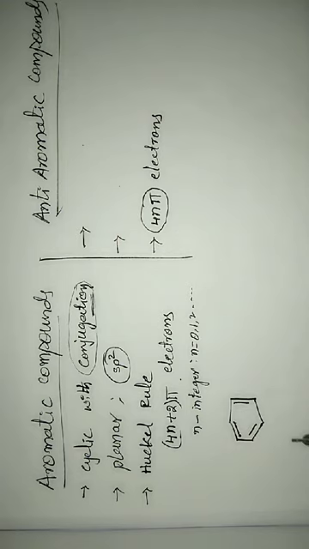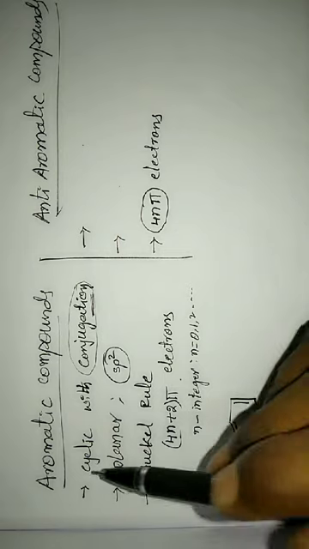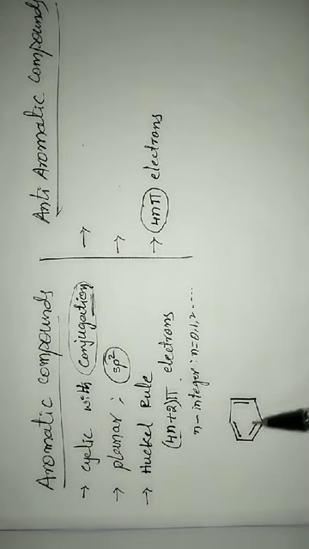Here, how many pi bonds? 3 pi bonds. First, we'll check whether this compound satisfies these conditions. First one, is it cyclic? Yes, it is cyclic with conjugation: double bond, single bond, double bond, single bond, double bond, single bond. That's why it is a conjugated system and cyclic. First condition satisfied.